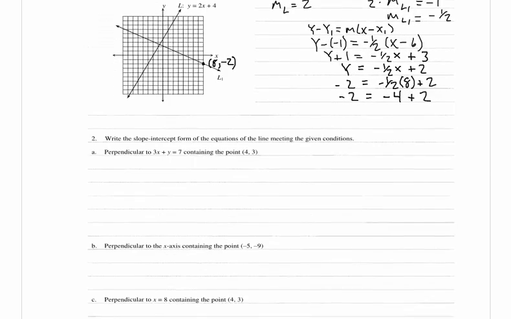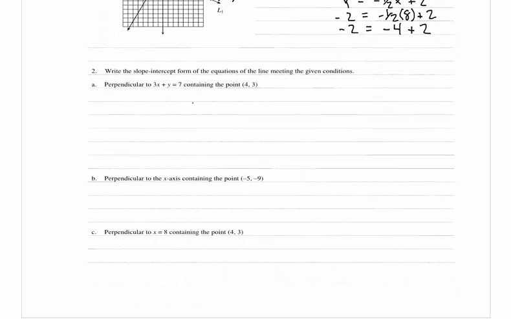In 2, it says, write the slope-intercept form of the equations of the line meeting the given conditions. And in A, we have perpendicular to 3x plus y is equal to 7, containing the point (4, 3). So the first thing we want to do is write the given equation in slope-intercept form. So I'm going to subtract 3x from both sides. So we have y is equal to -3x plus 7. So the slope of the given line is -3.